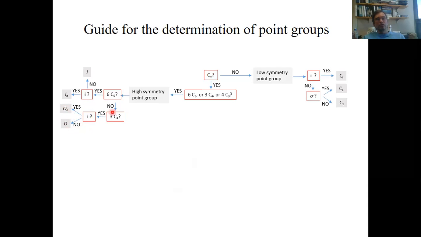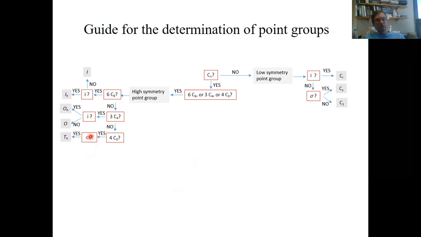So now if the answer to this question wouldn't have been yes, but no, we would have gone further into this direction and asked, well, do we have 4C3 axes? And if so, we would have a tetrahedral point group of the type T. Now there are 3 different ones, and we must distinguish which ones we have. In order to do so, we have to ask additional questions. So next we can ask, do we have a horizontal mirror plane in addition? So if that is so, our point group must be Th.